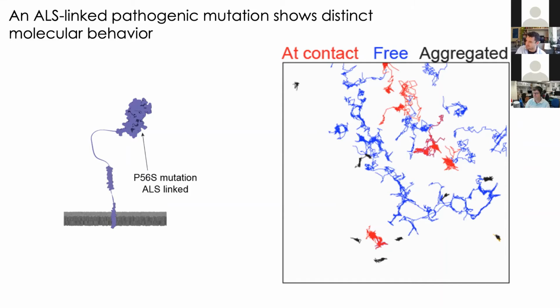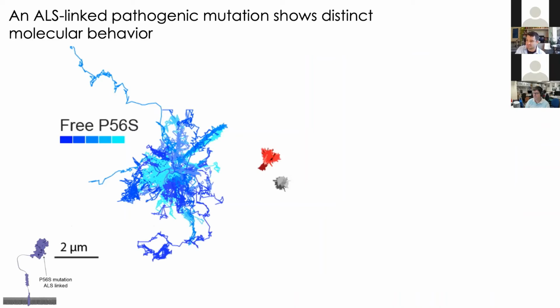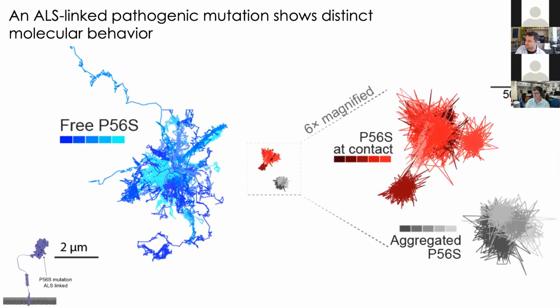And so if we pull these three species out and show you segments that are associated with these, you get some sense that, again, the freely diffusing ones look a lot like the wild type did before. But if we blow up on these contact site associated ones, you can see there are some differences between the P56S at the contact and the aggregated forms.